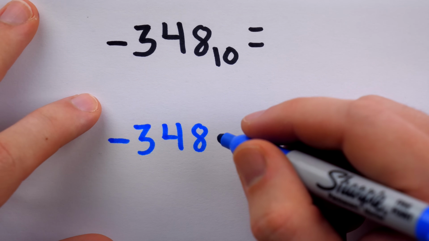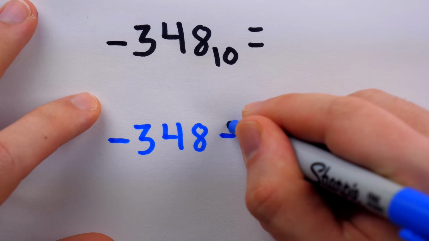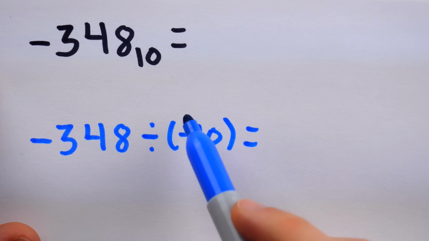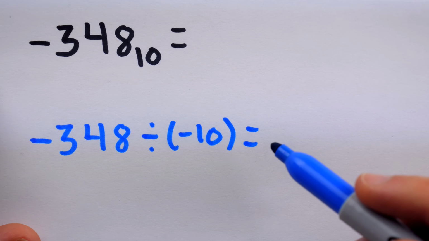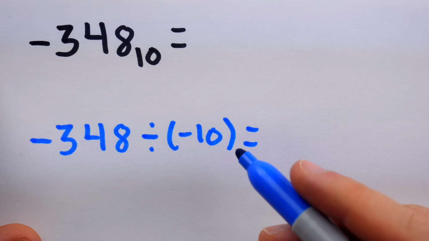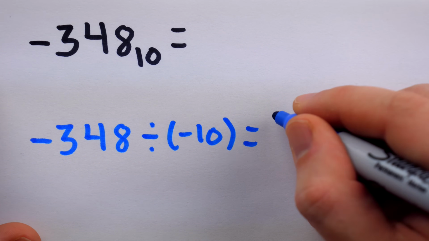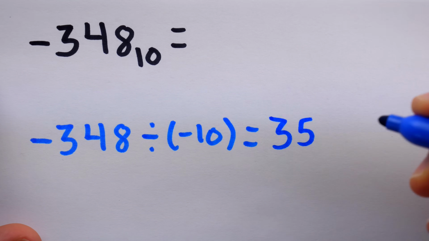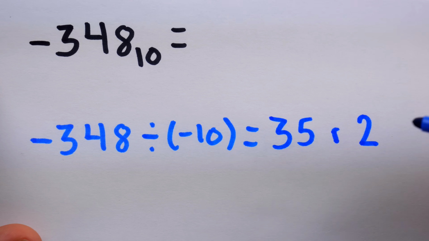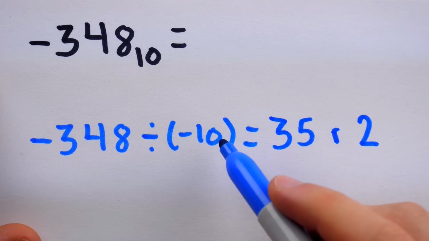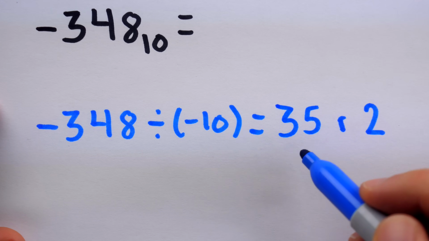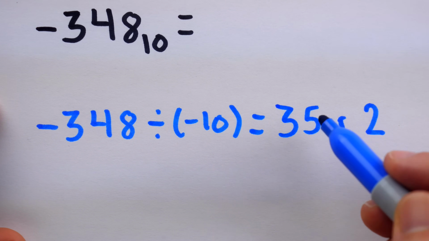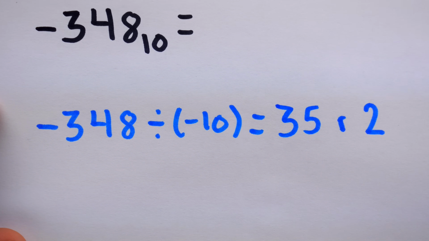So consider negative 348 divided by negative 10. You might be tempted to say this is 34 with negative 8 left over, but we want our remainders to be positive. So in fact, we would say that this is equal to 35 with the remainder of positive 2. 35 times negative 10 is negative 350, plus 2 gets us to negative 348. 35 here is called the quotient, and we need to take these quotients and continue this process iteratively.